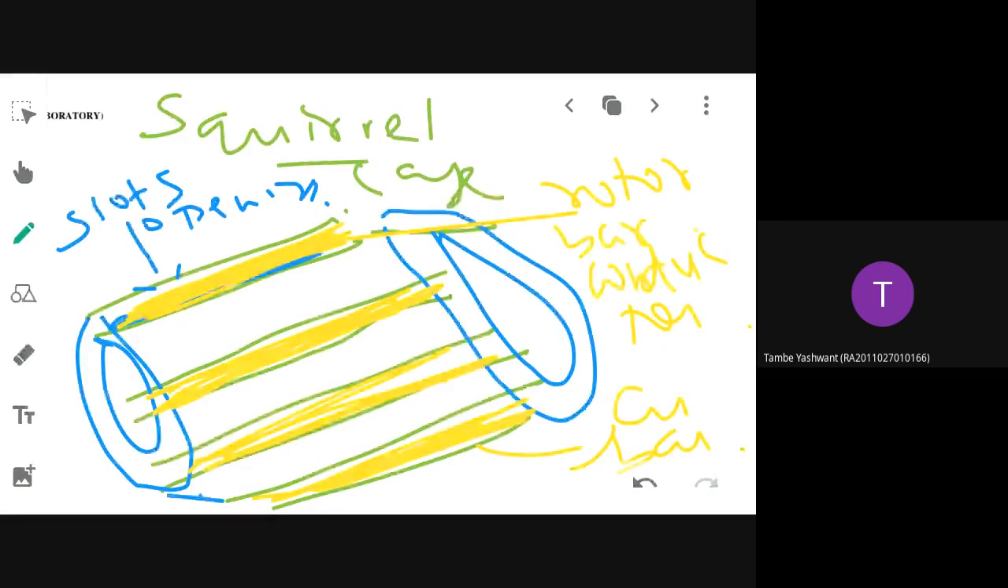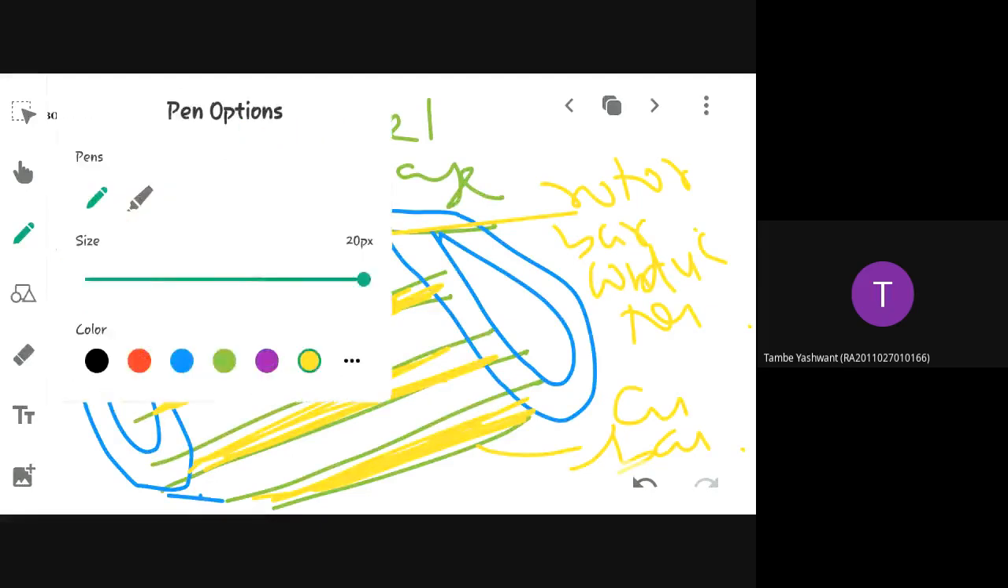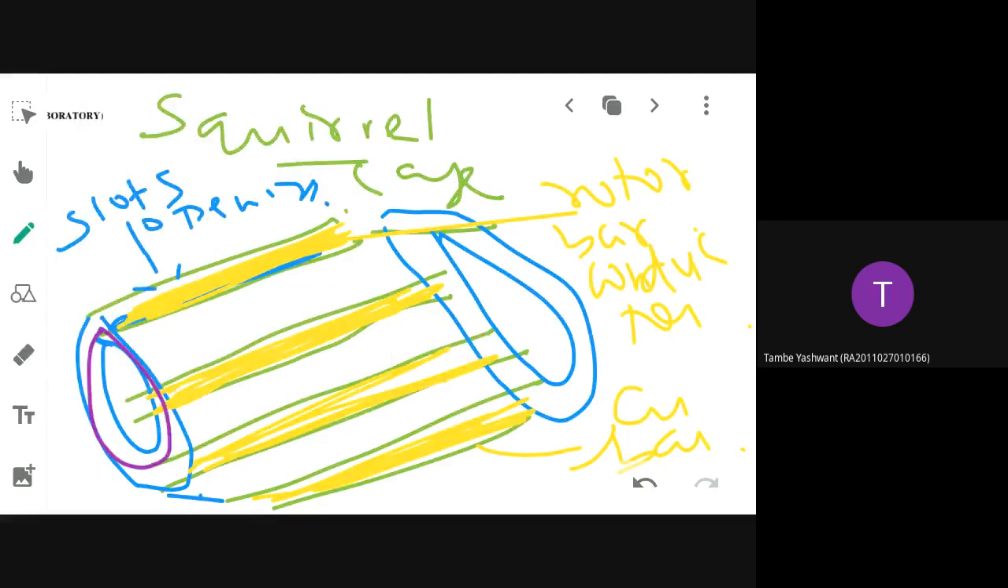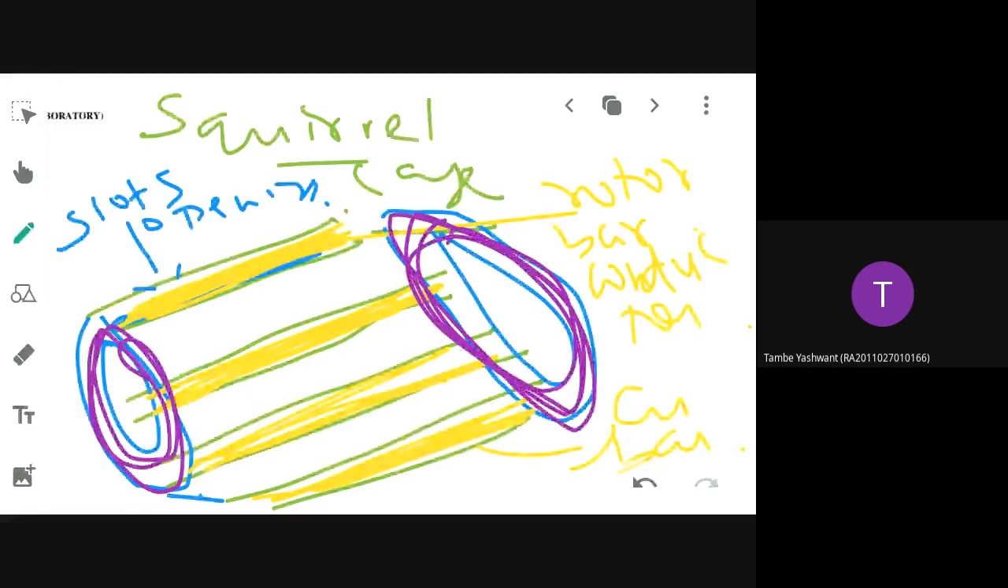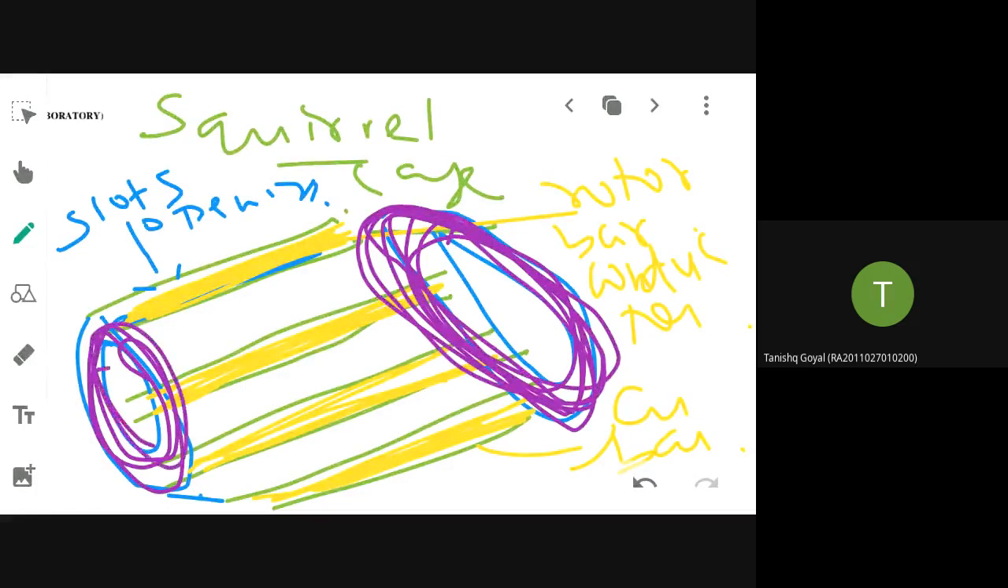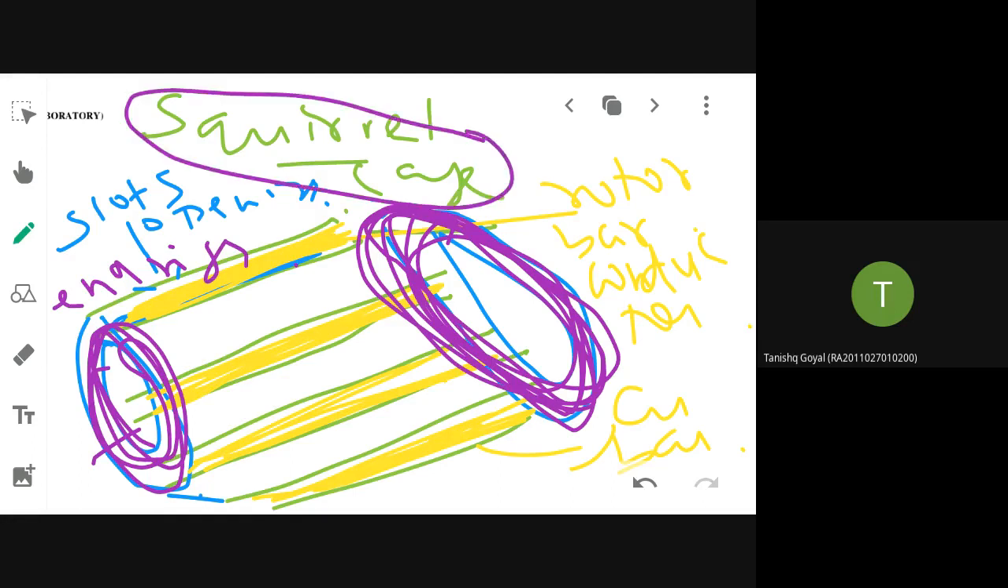And on either side, what are you doing? If you see, you are closing it, short circuiting the two sides. These are the two ends. You are closing the two ends in a short circuited manner by means of end rings. So these will be end rings. On either side you will have end rings, with the help of which you will be short circuiting the rotor bars. So if you see this, does it look like a squirrel cage or not?